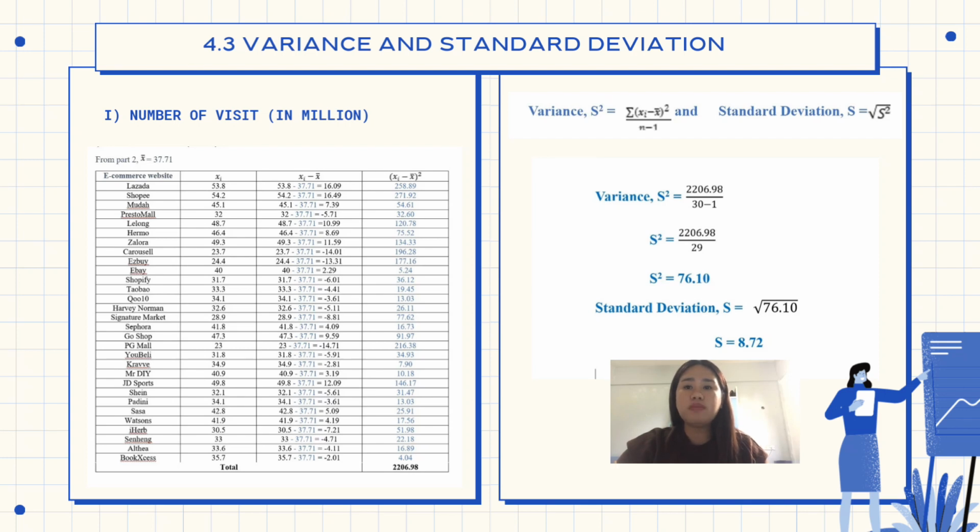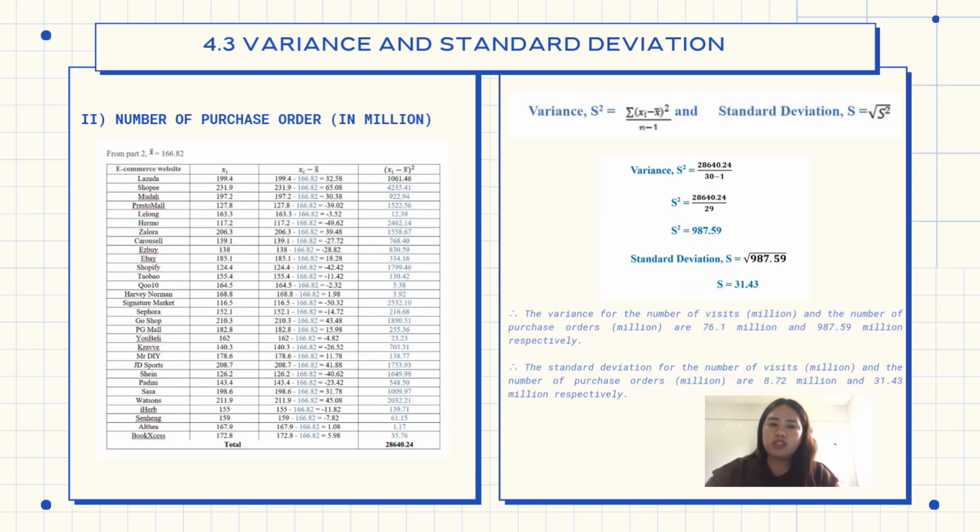The variance for the number of visits is 2206.98 over 30 minus 1, which is 2206.98 over 29, and equals 76.10. For the standard deviation, the square root of 76.10 equals 8.72.